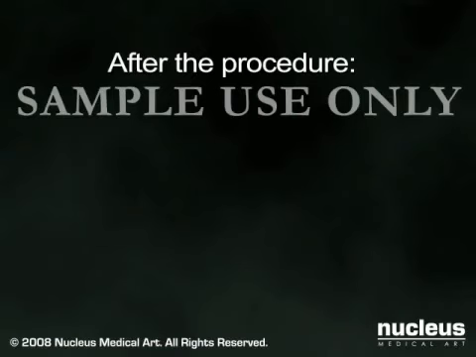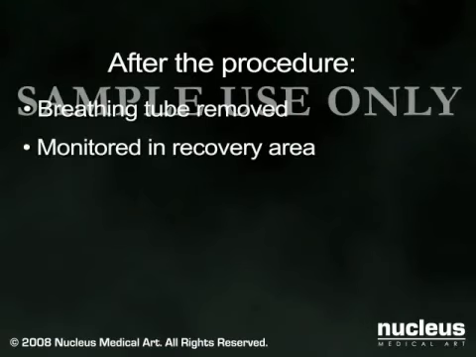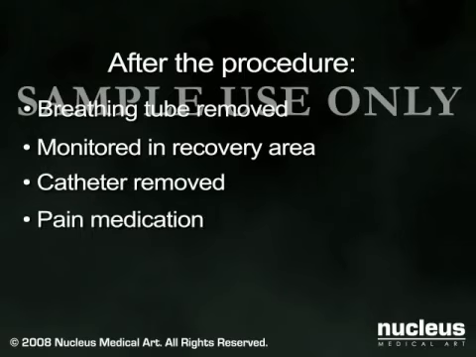After your surgery, your breathing tube will be removed and you will be monitored in the recovery area. Your catheter will be removed shortly thereafter, and you will be given pain medication as needed. Your intravenous line will come out when you can drink liquids. Most patients are released within a few hours of the procedure.